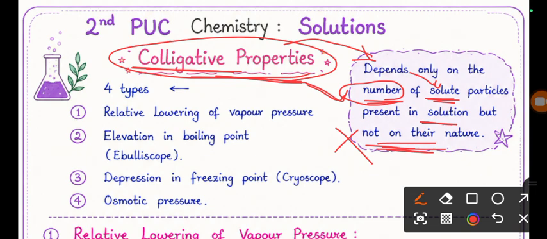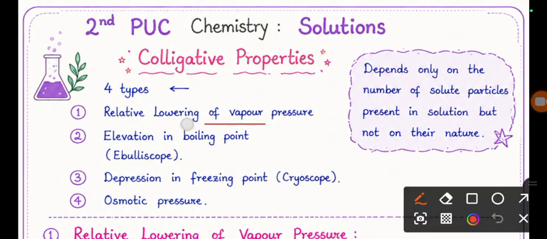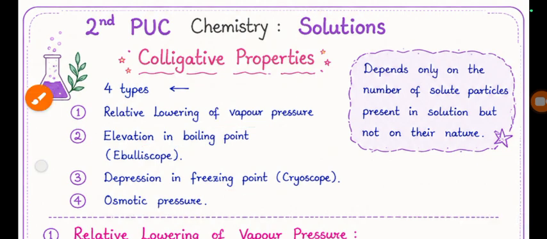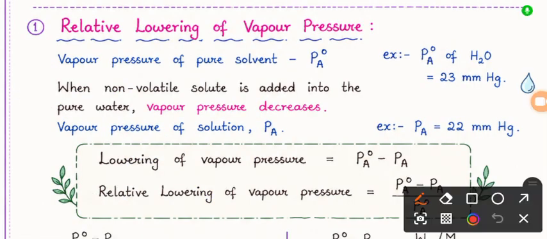So there are four colligative properties. First one is relative lowering of vapor pressure, second is elevation in boiling point, third is depression in freezing point, and fourth is osmotic pressure. So let us know the meaning of relative lowering of vapor pressure.